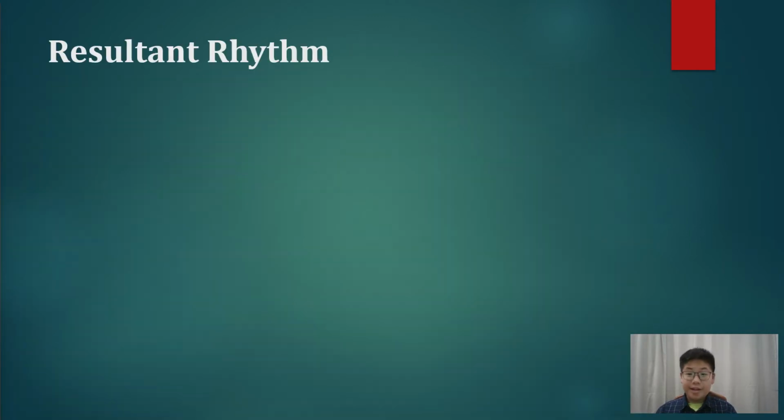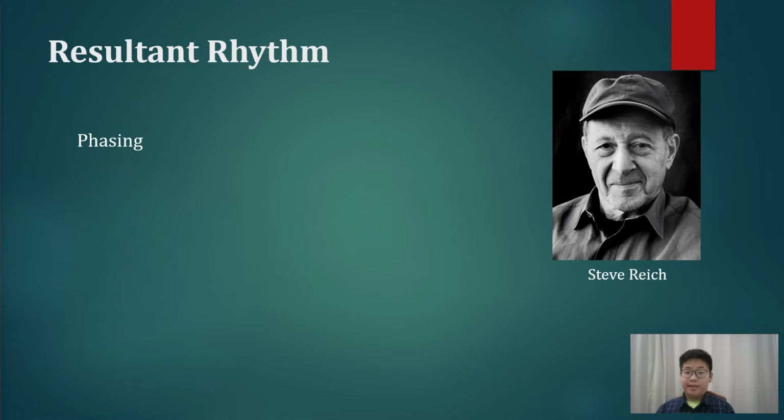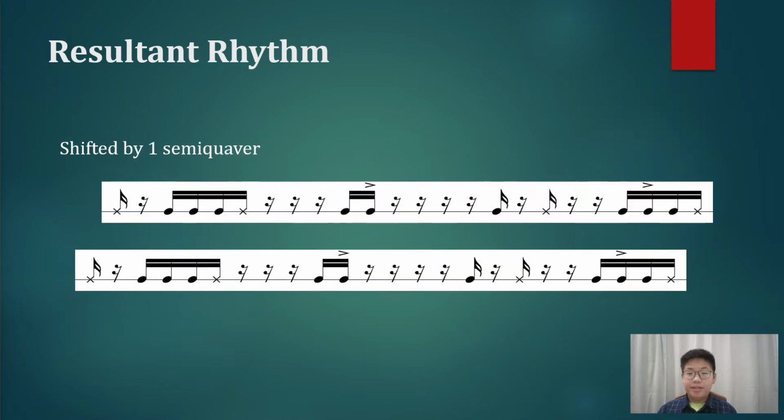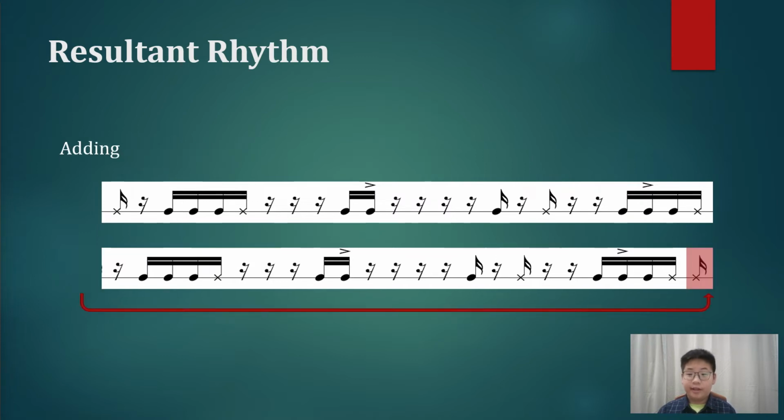While you just heard Resultant Harmony, we will hear Resultant Rhythm. Phasing was discovered by Steve Reich when he tried to synchronize two tapes but couldn't. Phasing is explained as follows. The two figures are in unison. Then the bottom figure is shifted by one semiquaver to the left. For both figures to start at the same time, the first semiquaver is shifted to the end of the figure. Phasing can also be done in larger intervals like phasing by 3 semiquavers.